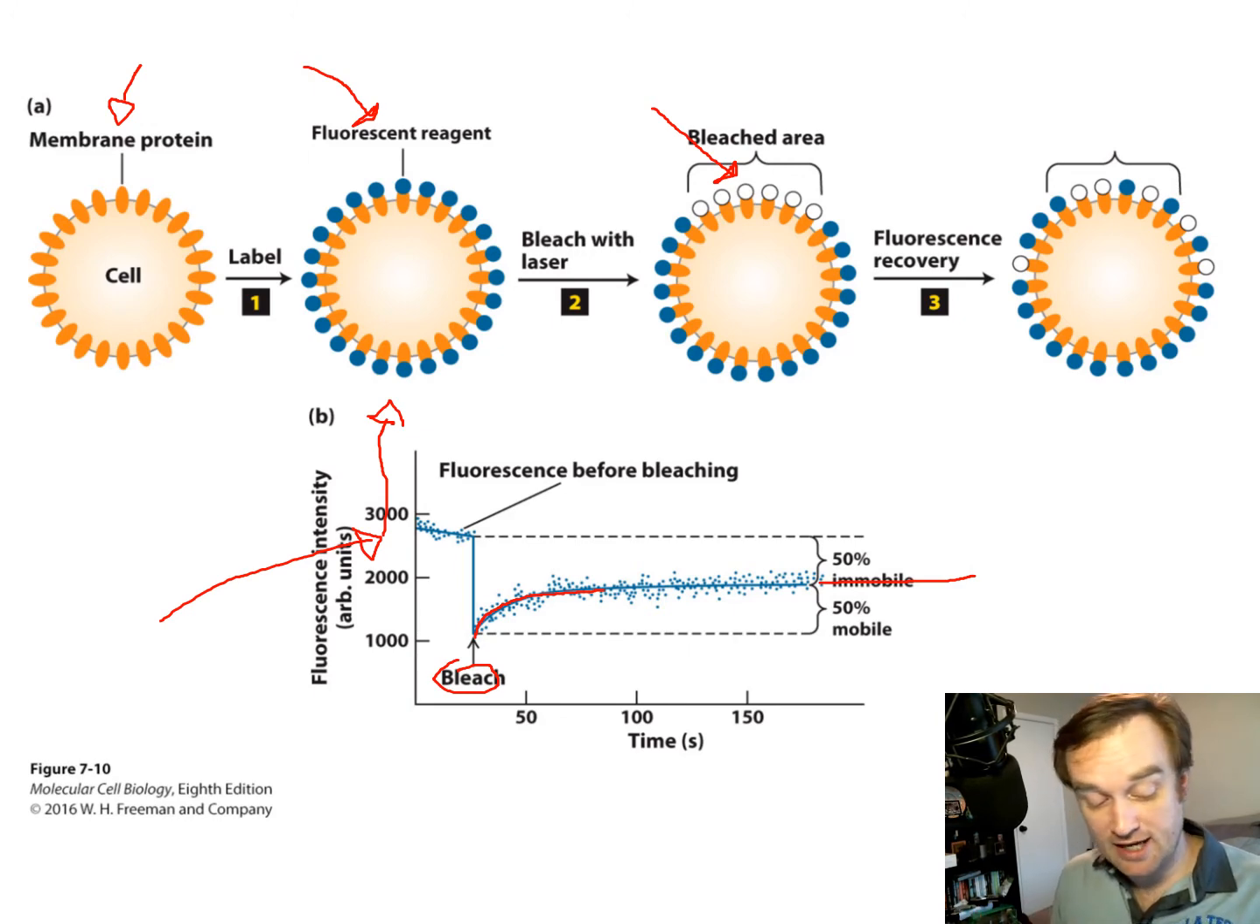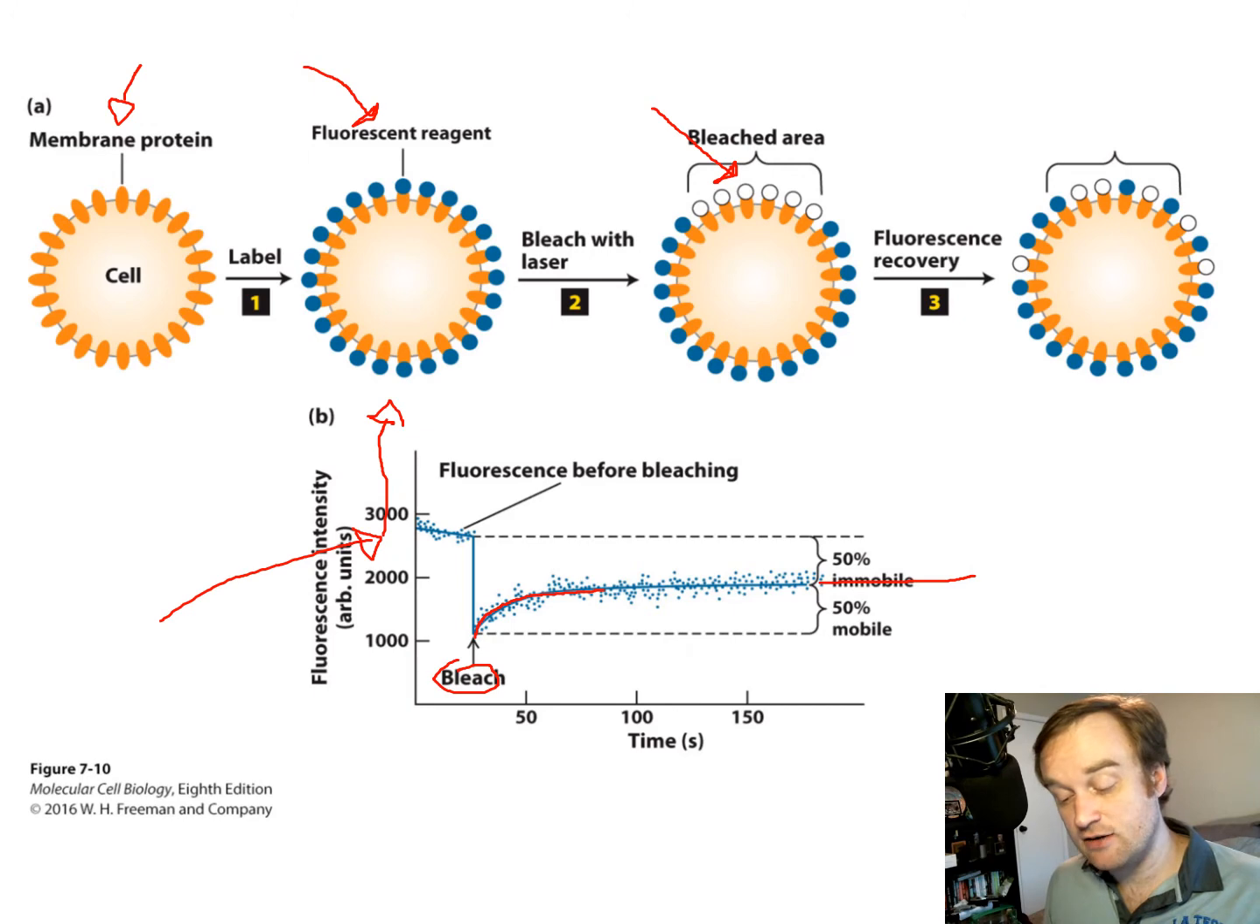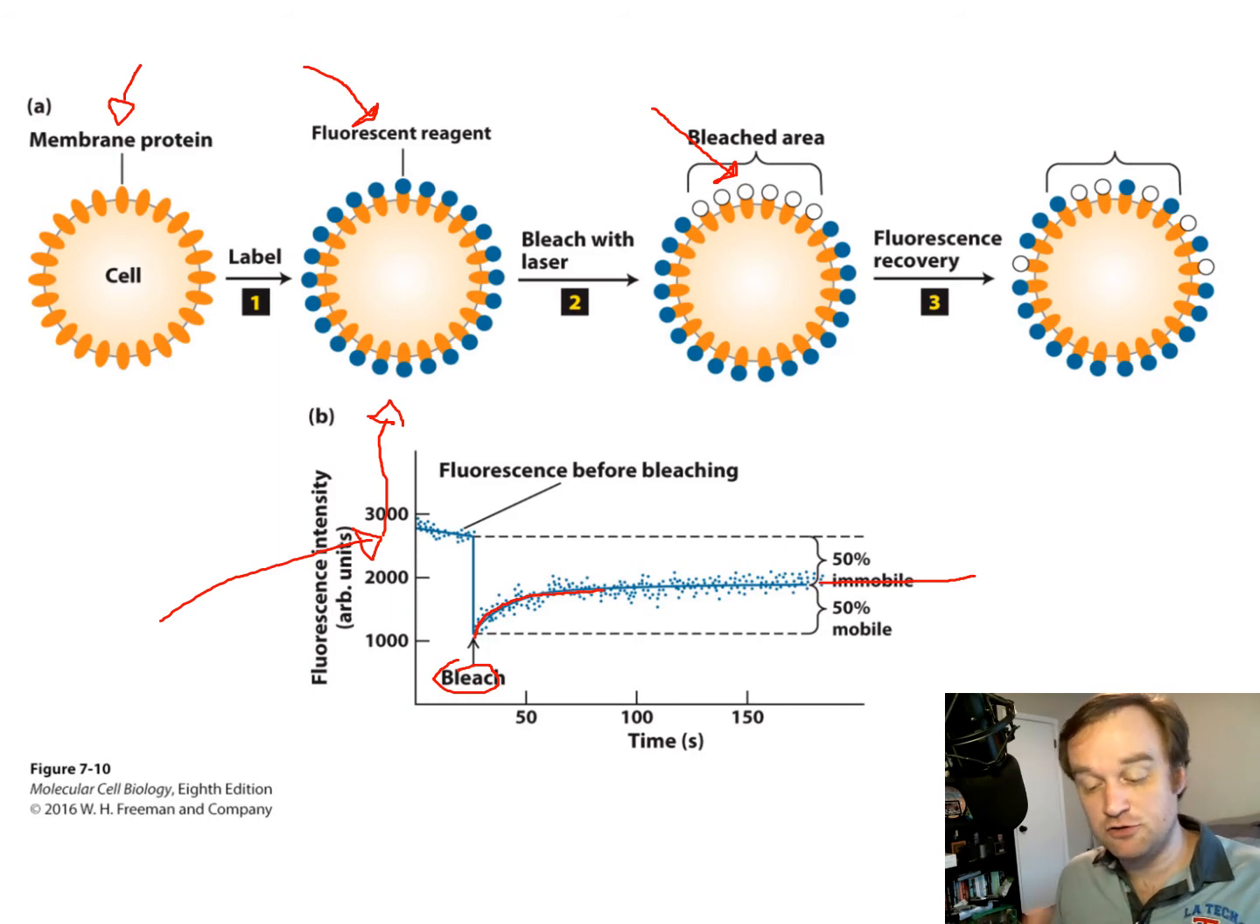And so that may indicate that 50% of those proteins that we had stained are not mobile, and they may be anchored to the actin cytoskeleton within the cell and are unable to perform this fluid movement that non-tethered proteins are able to perform.